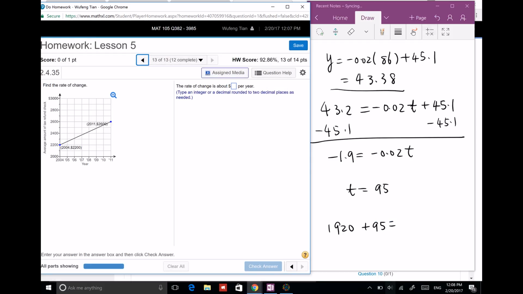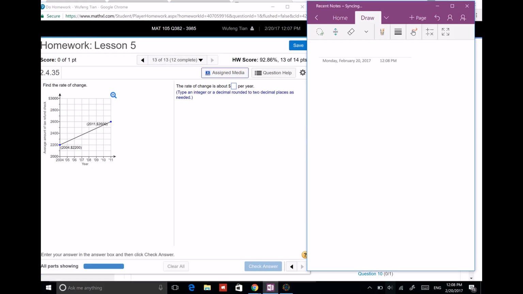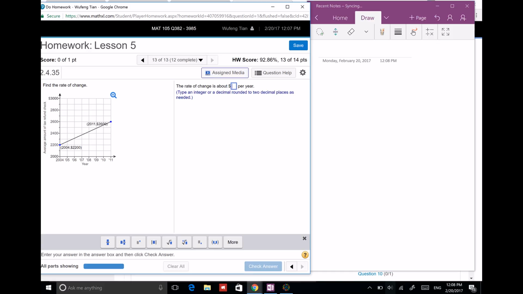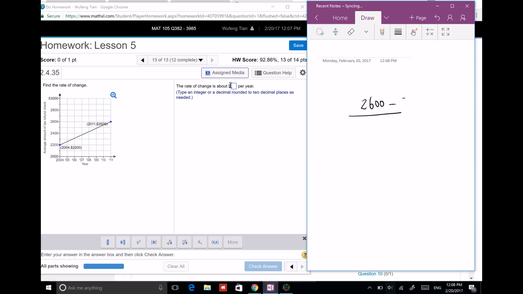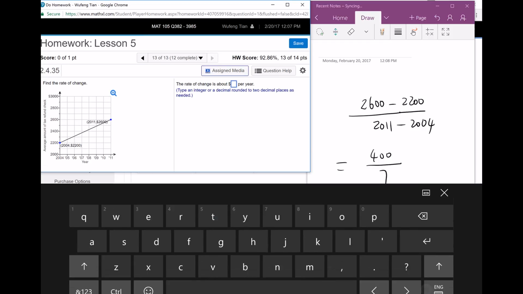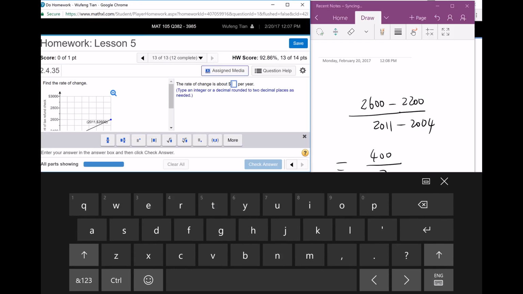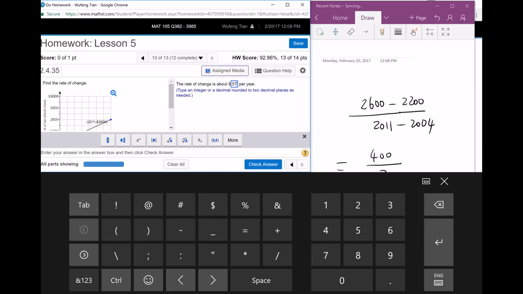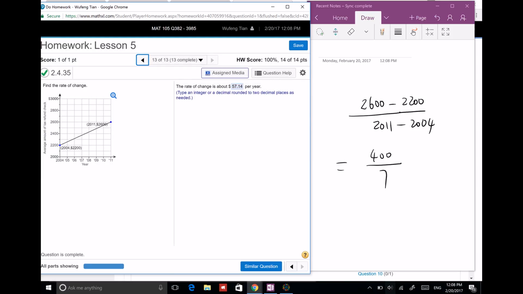Okay, so next question. The rate of change is going to be the slope. Rise over run: 2600 minus 2200 over 2011 minus 2004, which is 400 over 7. Okay, 400 over 7 equals 57.14. Round to 2 decimals. Okay, that's everything.